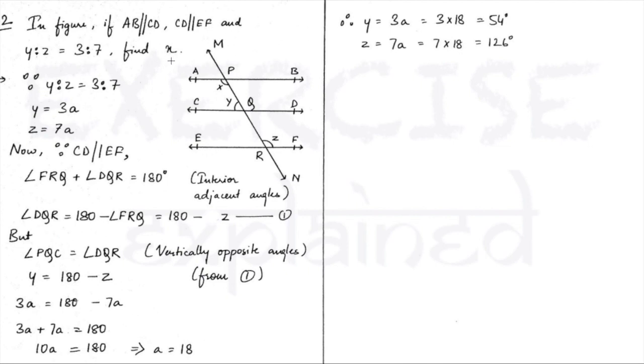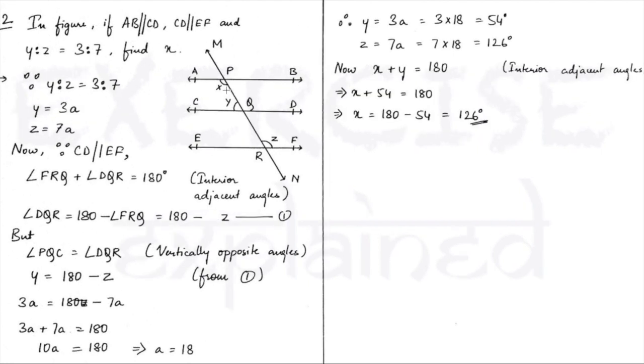But the question asks us to find x. So what we will do here is, since AB is parallel to CD, x plus y is going to be equal to 180 degrees because both of them are interior adjacent angles. Now coming here, I just substitute the value of y which we had got here, and we get x plus 54 is equal to 180. X is equal to 180 minus 54, since this goes to the other side, so we get x as 126 degrees. So that's the value of x which we had to find.